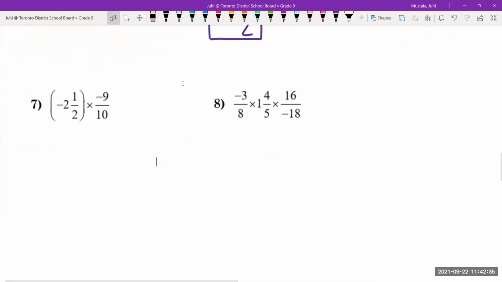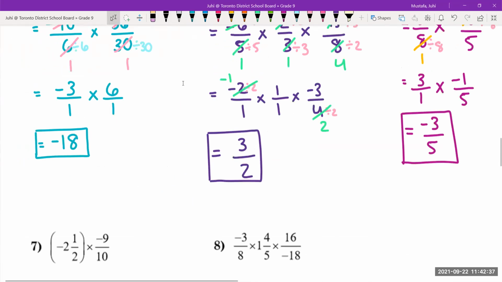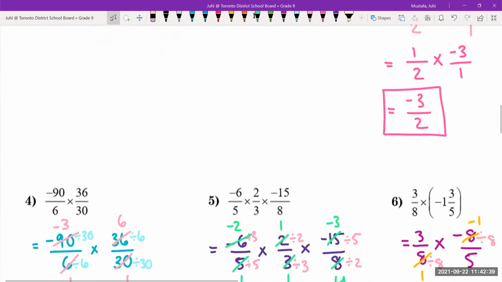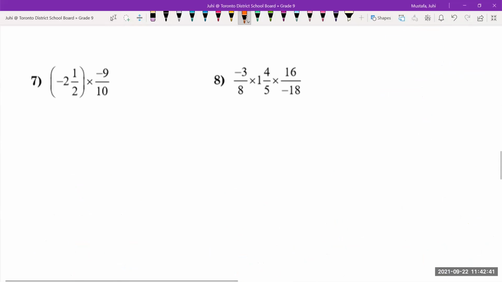Javin, do you want to start off by converting this to a mixed fraction? Go ahead. -5/2, good. -9/10, good. And go ahead and tell me what the numbers are going to be that I can cross reduce.